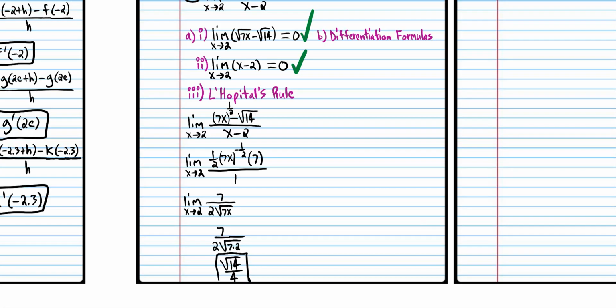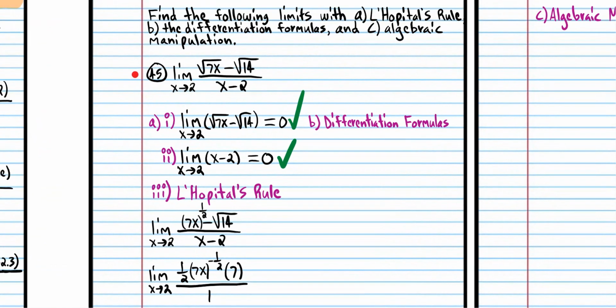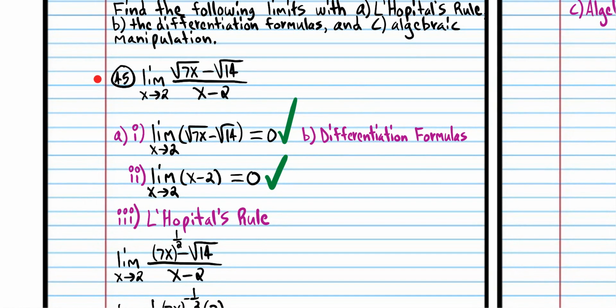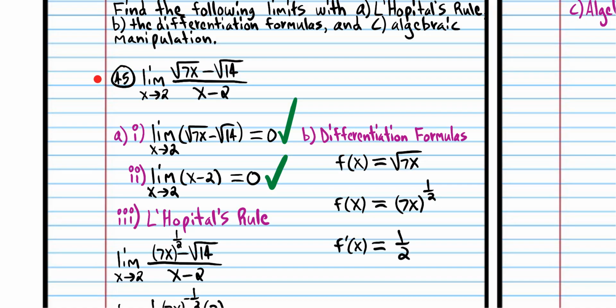So now let's use differentiation formulas. This is actually the fastest way to do it. So we need to recognize this as the derivative of the function root 7x. And of course, as we just explained, that's the same thing as 7x to the 1/2 power. Let's find the derivative. We already did that, so we know what it's going to be using the chain rule.